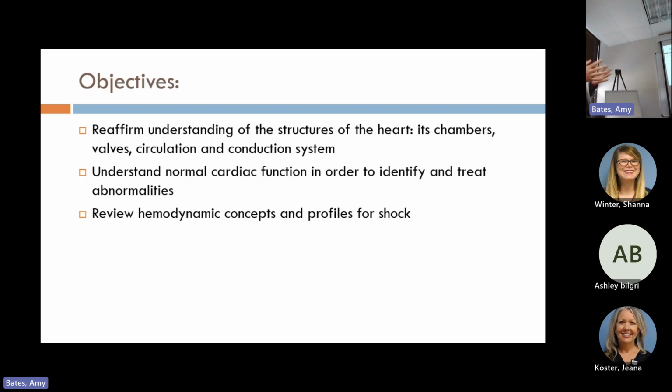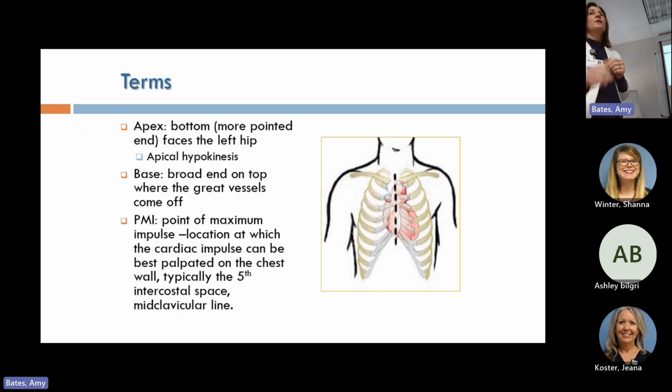So our objectives for today is just to reaffirm that you understand what the structures and the function of the heart are, identify normals so you can identify abnormals, and then we're going to review hemodynamic concepts and then kind of shock states and what to do with them. So we'll try to rush through.